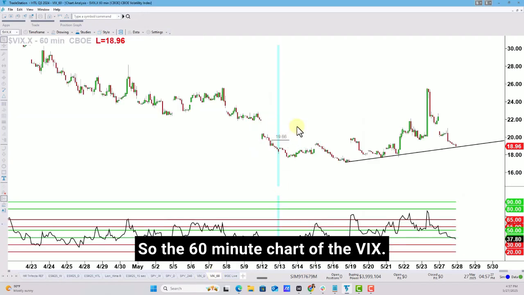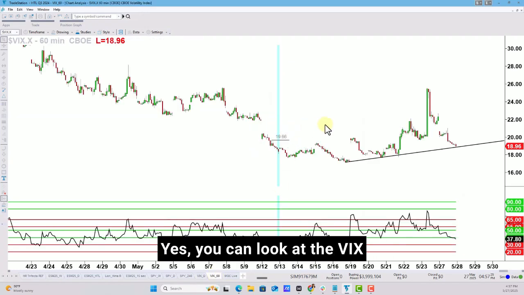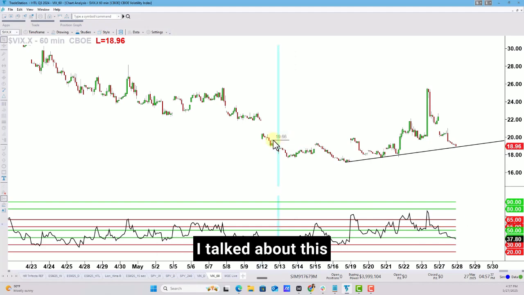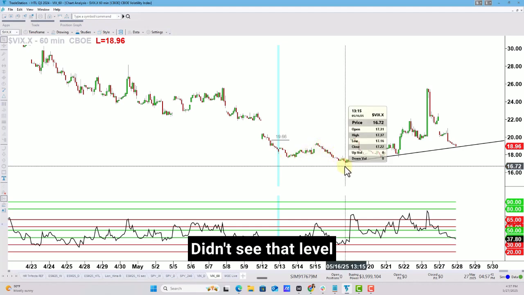So the 60-minute chart of the VIX. Yes, you can look at the VIX intraday and still apply the RSI power zones. Again, this was when I posted an update via a blog post back on May 12th. I talked about this resistance at 1966. And look, the market held it. It kept going lower and didn't see that level until much later.